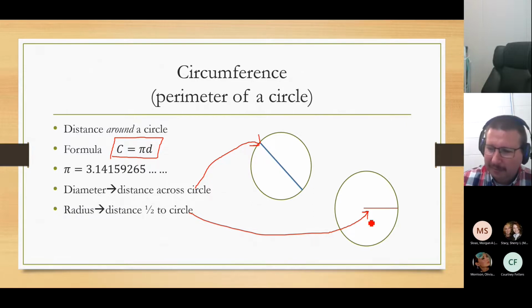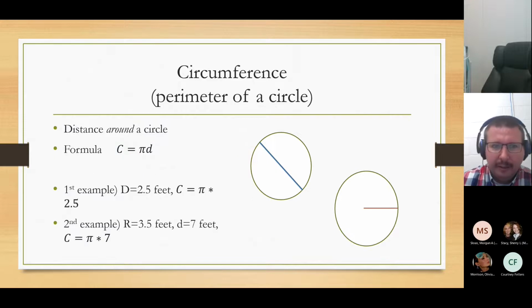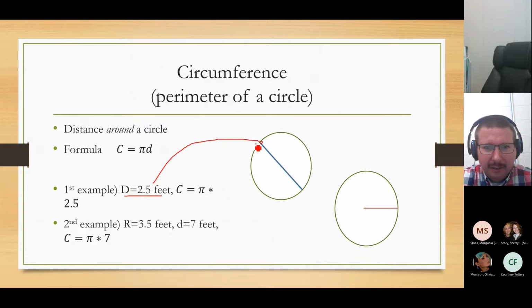I'll give you an example. So, in this first example, I've given you the diameter of this one, of 2.5. In your calculator, you would hit pi times 2.5, and there's your answer. And I get 7.85. That's my answer.